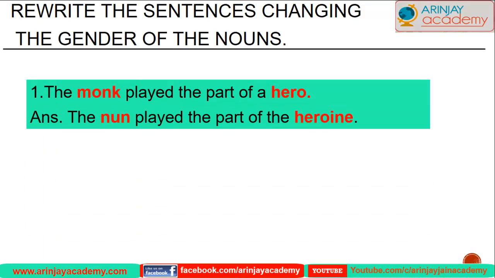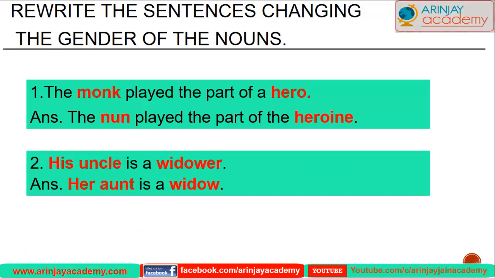Rewrite these sentences, changing the gender of the nouns. The first sentence is, the monk played the part of a hero. Here the nouns are monk and hero. They are masculine nouns. Now when we change the sentence, we write, the nun played the part of the heroine. Here the gender of monk is changed into nun, that is feminine, and the gender hero is changed into heroine.